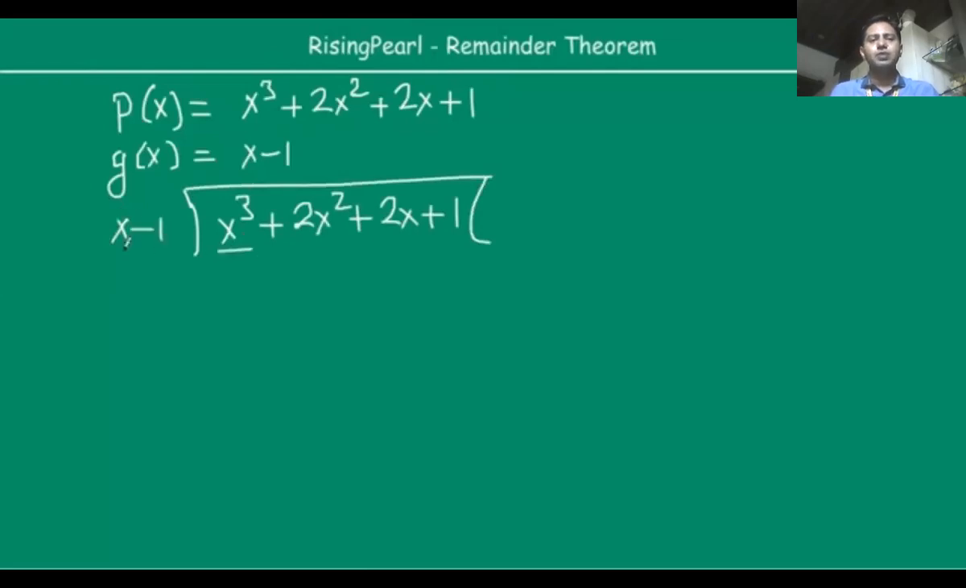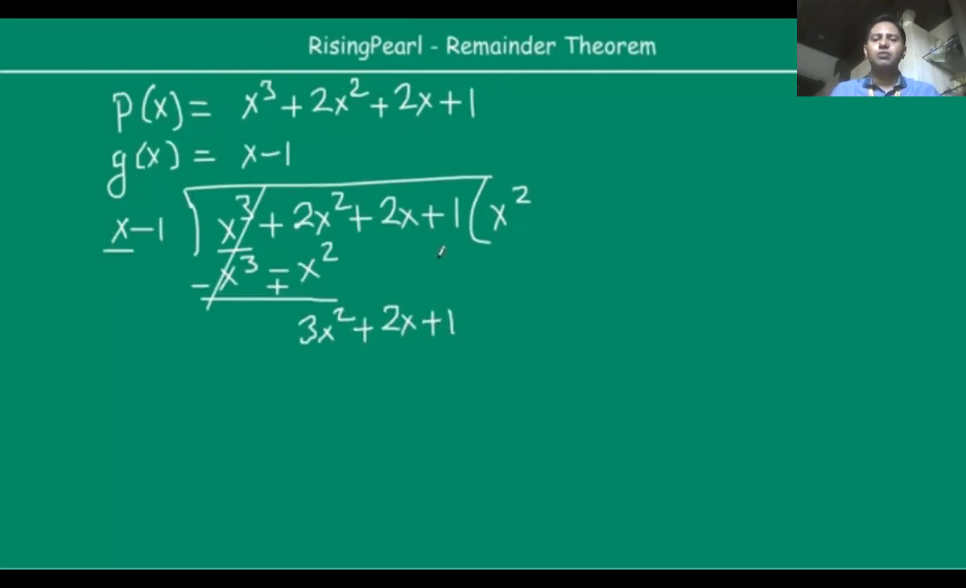Now the first term of x cube and x will give you the first term of the quotient, x square. So this will be x cube, x square into x, and x square into minus 1 will give you minus x square. Now we'll change the sign, minus and plus. x cube minus x cube gets cancelled. 2x square plus x square is 3x square plus 2x plus 1.